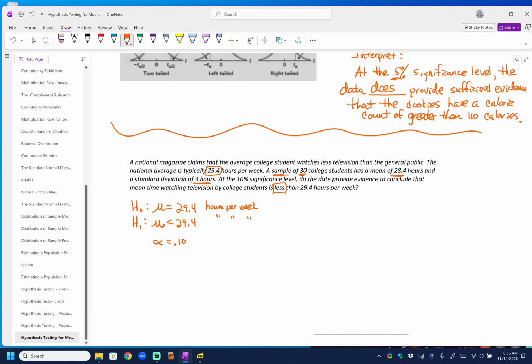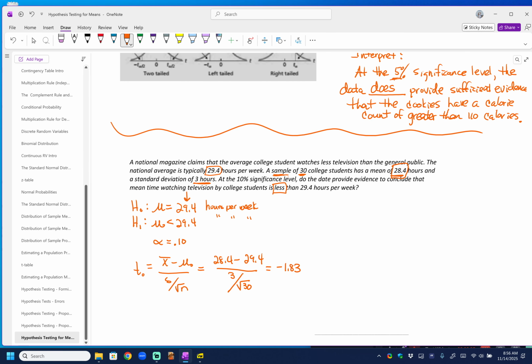We can calculate our test statistic. Remember, this is going to be t sub 0, x bar minus mu over s divided by root n. All of these things are given to us. We have 28.4 for our sample mean. We have 29.4 for our population mean. Our standard deviation was given as 3, and we have a sample size of 30. Therefore, when we do this calculation, we're going to get around negative 1.83.